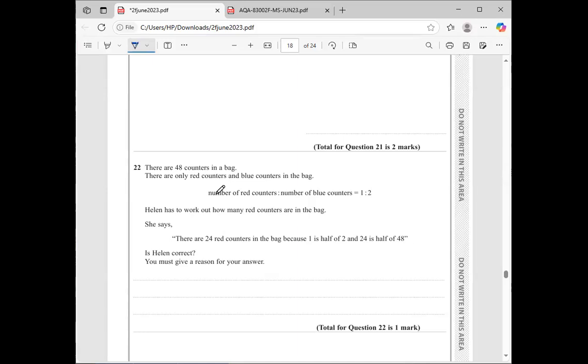So it's not 24. It should actually be 1/3. If we divide 48 into 3, that's going to be 16. So it's going to be 16, 16, 16. So it's actually 16 to 32 and not 24 to 48.